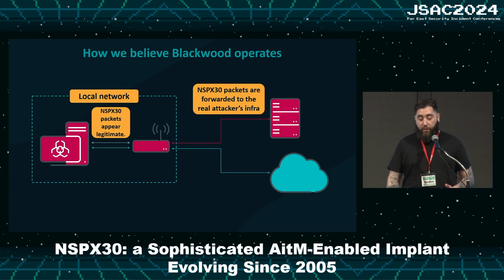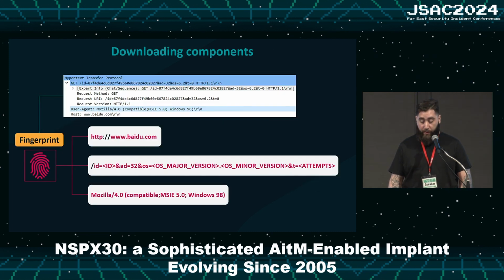Now with the target compromised, the network implant listens for packets generated by the backdoor and the orchestrator. Those packets are sent to legitimate infrastructure operated by Baidu. And we believe that the network implant relays them to the real attacker's infrastructure. For the network implant, it will be very easy to discover these packets, even though they look quite legitimate.